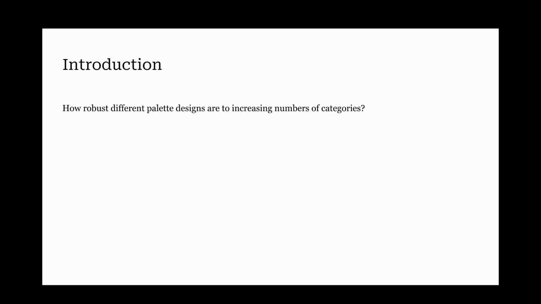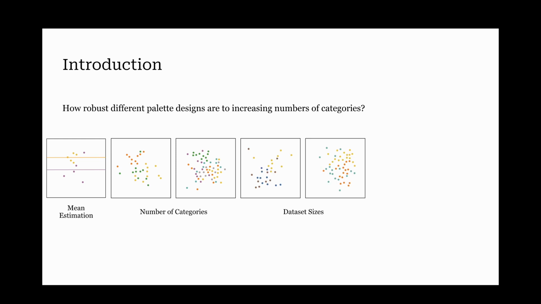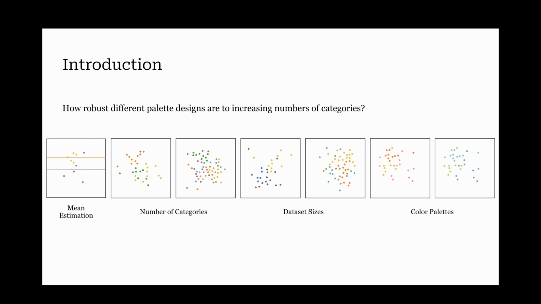So our target research question is how robust different palette designs are to increasing numbers of categories. We conducted a crowdsourced study to measure how the number of categories and choice of color encodings using multiclass scatterplots influence the viewer's abilities to analyze data across classes. Participants were asked to estimate mean values in a series of multiclass scatterplots with varying number of categories, data sizes, which is the number of points, and color palettes drawn from popular visualization tools.